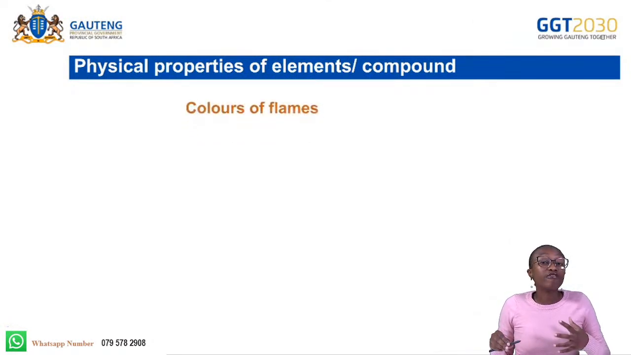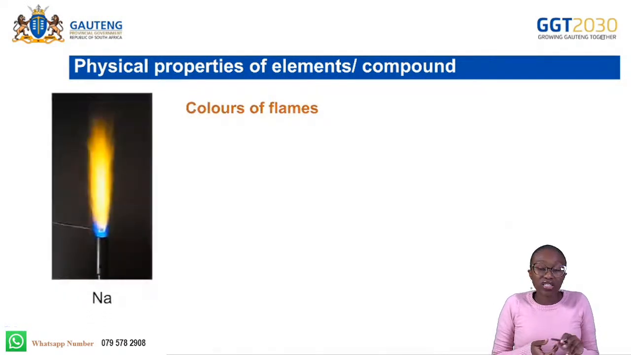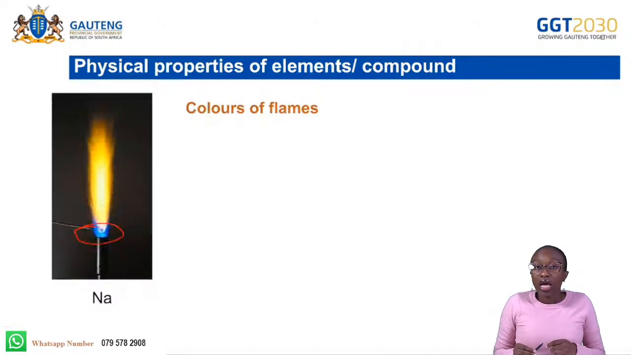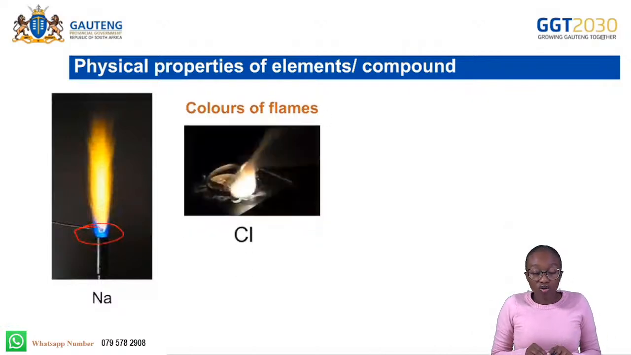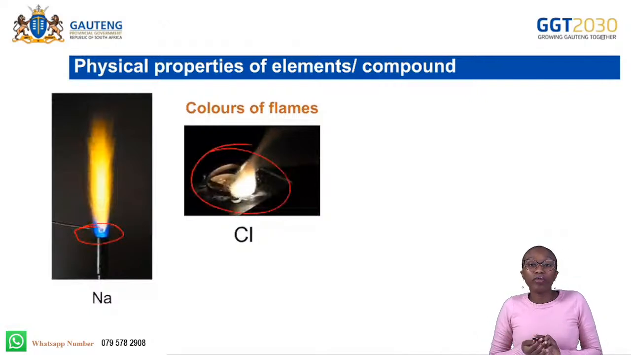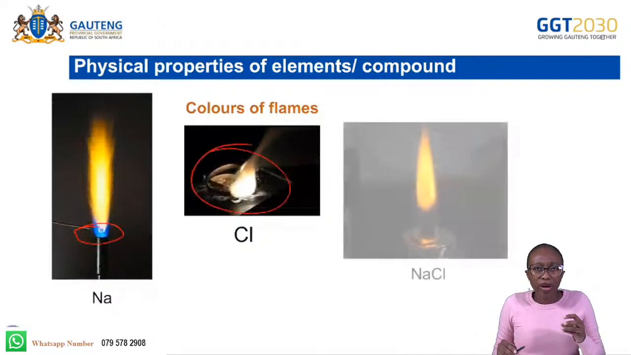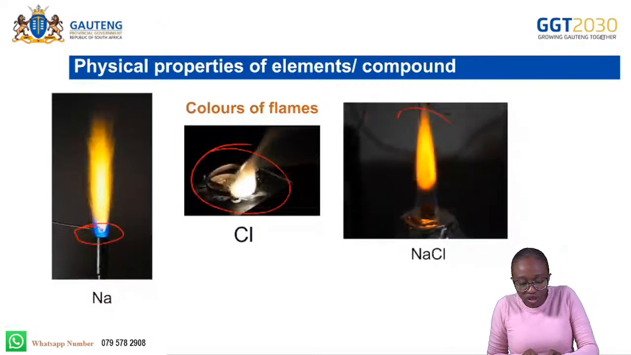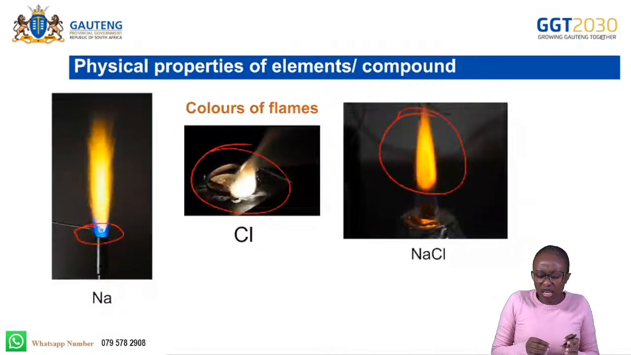For example, if you burn sodium, it's going to give you this bright yellow flame that is blue at the bottom. If you burn chlorine, it's going to give you this bright white flame. But if you burn the compound sodium chloride, you will get this deep, or rather dark, yellow-orange colored flame.